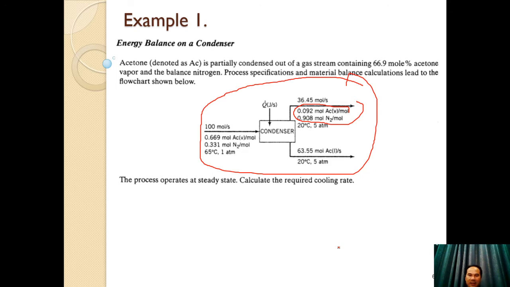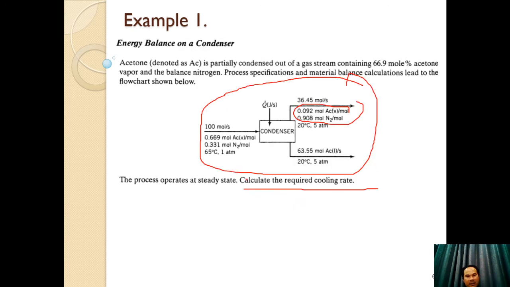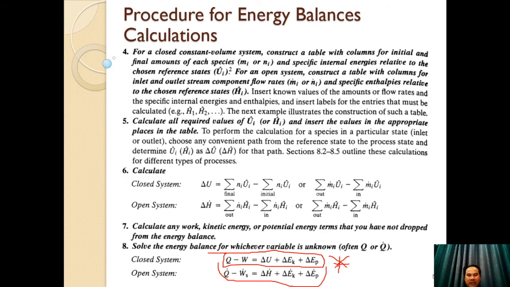For this case, we have calculated the cooling requirement. You should get Q as a negative value, because cooling means Q is transferred from the system, but the equation is based on Q input.